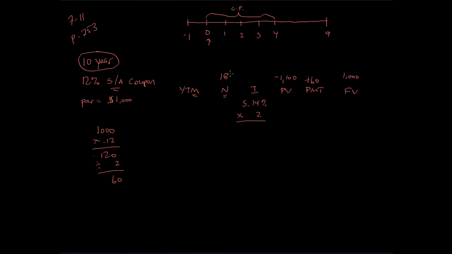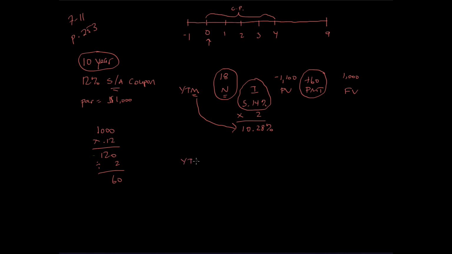And be careful here, the problem does ask for a nominal rate. And remember, since N is in terms of semi-annual interest payments and the payment is in terms of semi-annual interest payments, the resulting interest rate is going to be a semi-annual interest rate. We need a nominal rate, which is going to be 10.28%. That's the answer. That is your nominal yield to maturity.